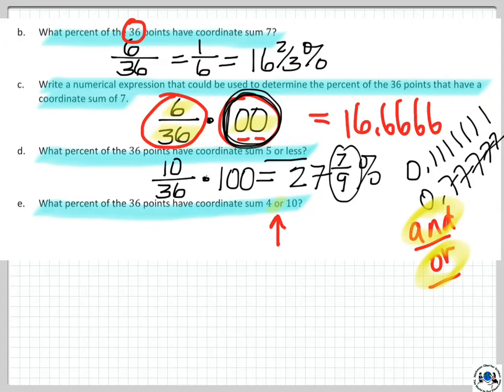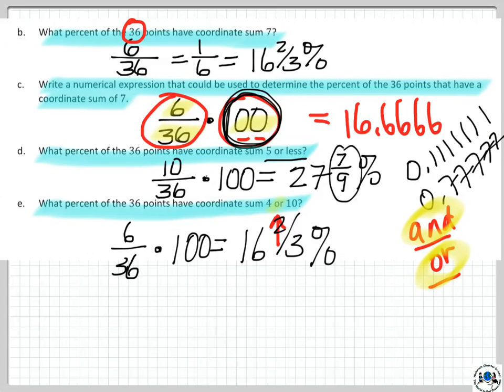So 4 or 10. 6 over 36 times 100, 16 2/3% would be that percentage for 4 or 10, one or the other. All right, well, there we go.